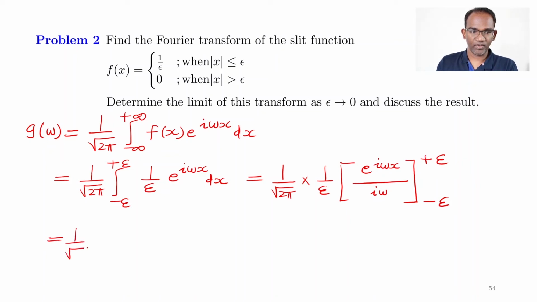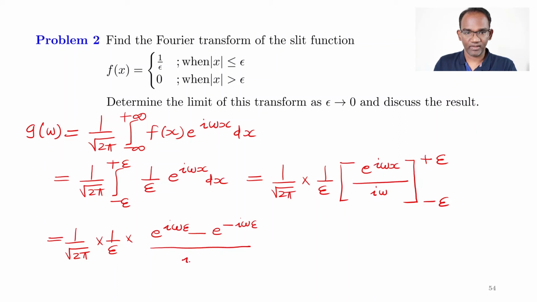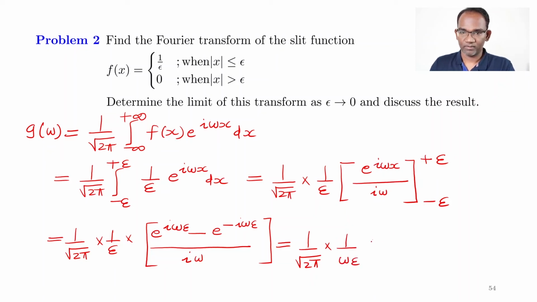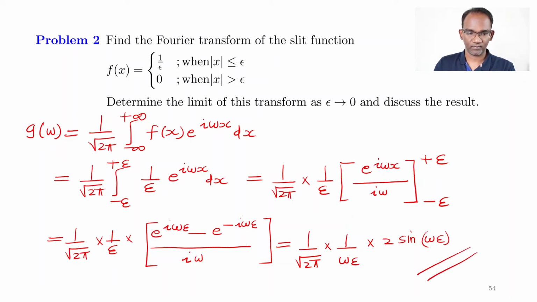And this is equal to 1 over square root of 2 pi, 1 over epsilon, e raised to iωε minus e raised to minus iωε divided by iω, and this is equal to 1 over square root of 2 pi times 1 over ωε multiplied by 2 sin ωε. So this is the first part. The second part is to determine the limit of this transform as epsilon tends to 0 and discuss the result.